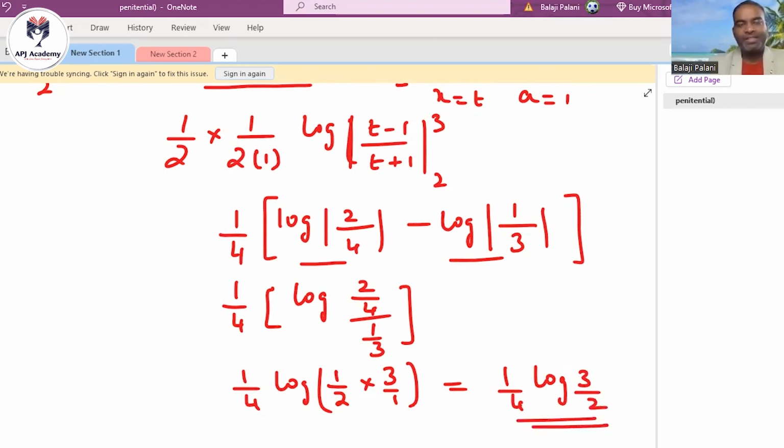These two are very interesting and special type questions. So nalla practice panunga. This is going to be very useful for all of you.